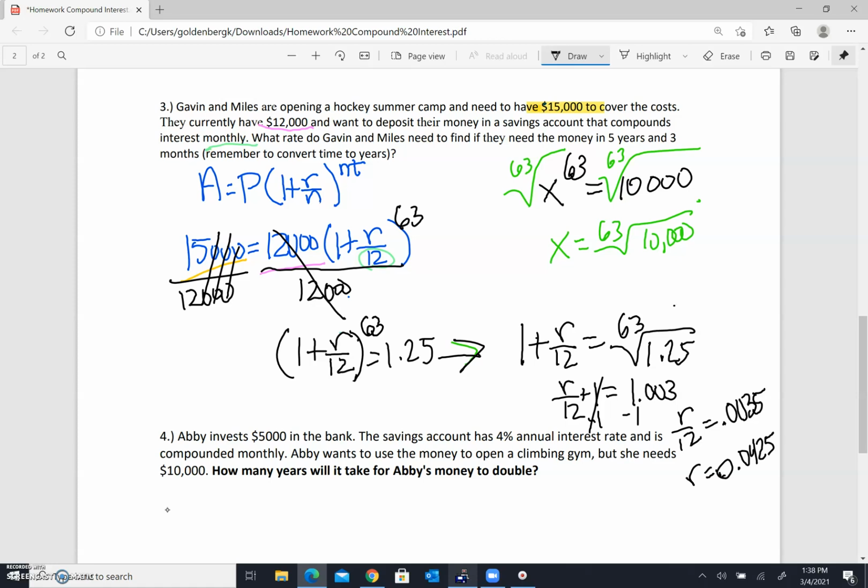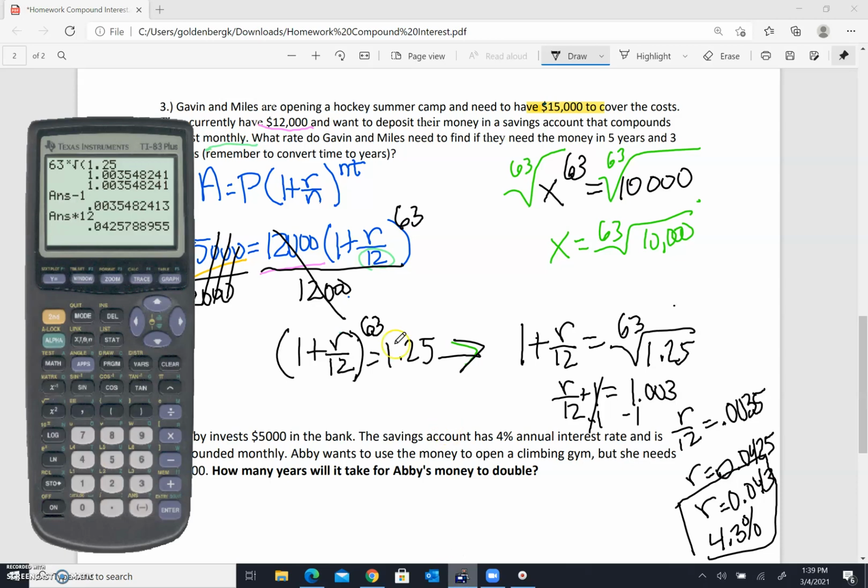If you want to round that to two decimal or two significant figures, a little bit of chemistry terms there, I would do 0.043, right? Two numbers after the 0. That's going to be 4.3% if you want to write it as a percent. Otherwise, you can write it as a decimal.